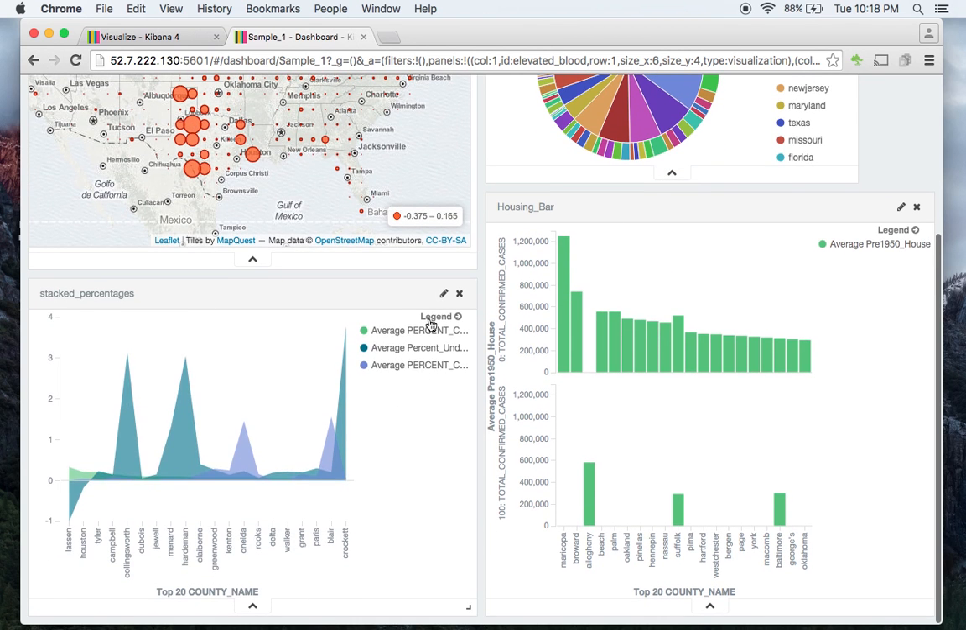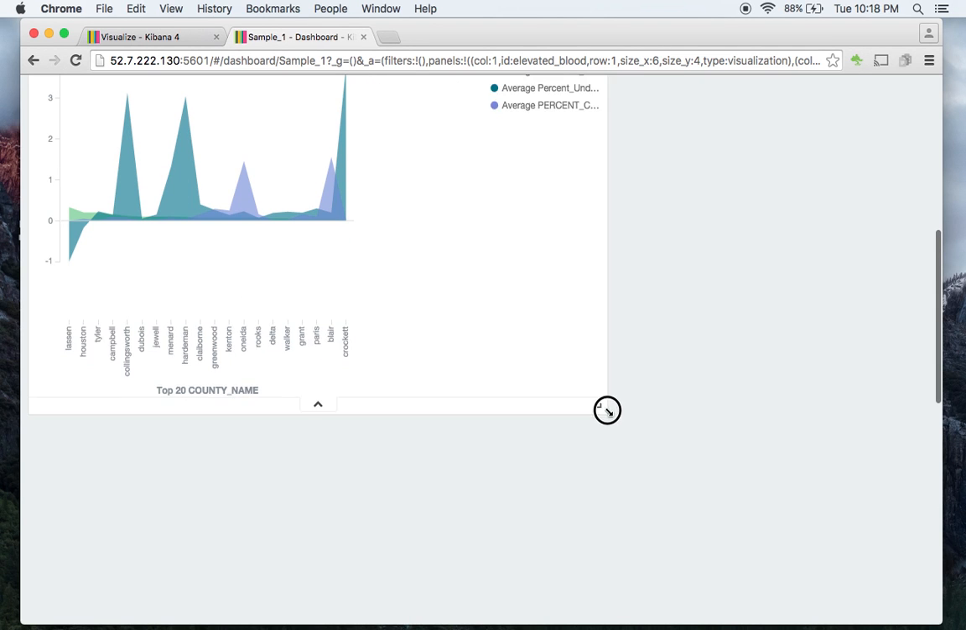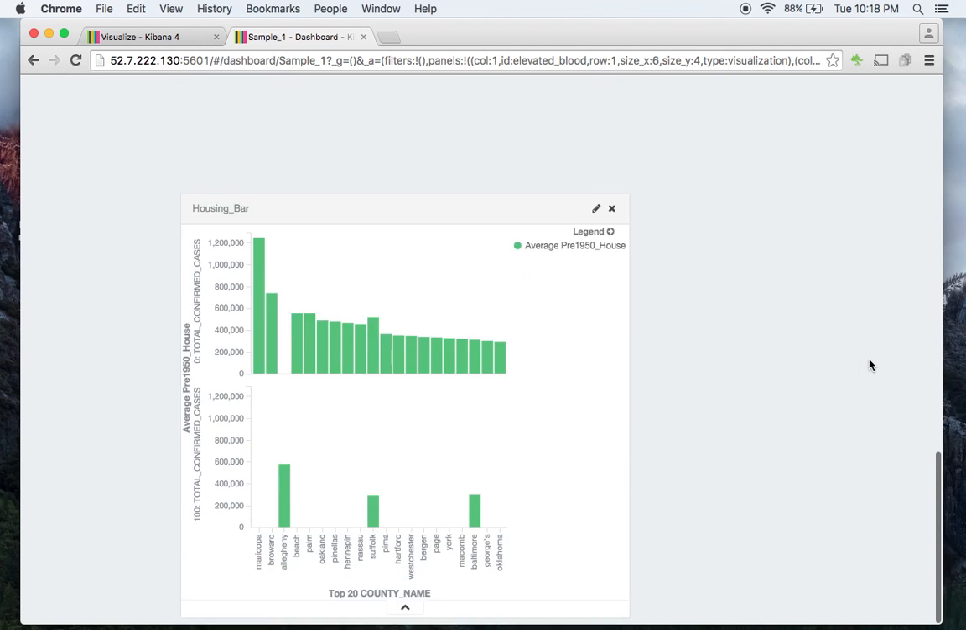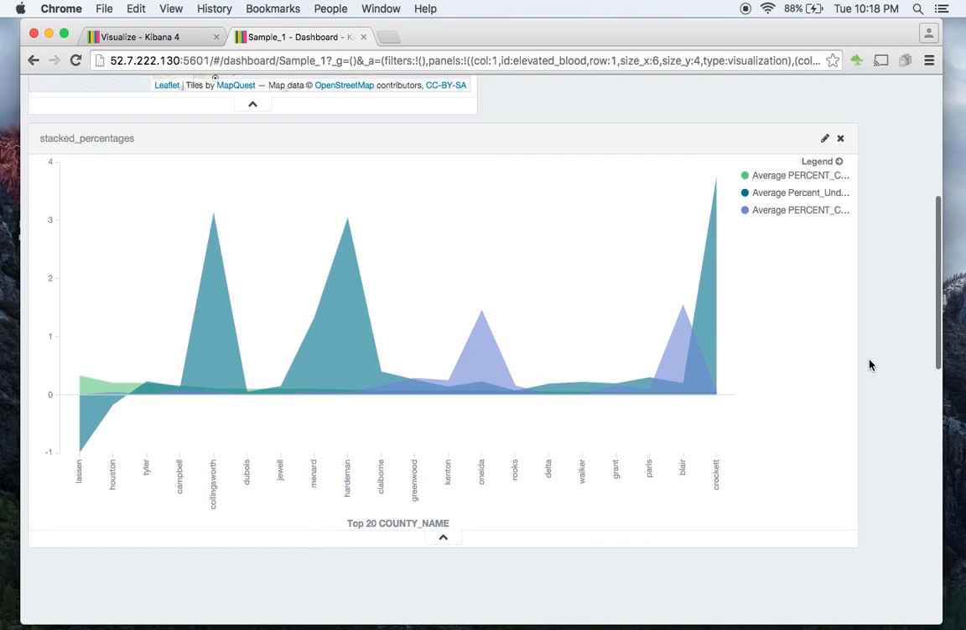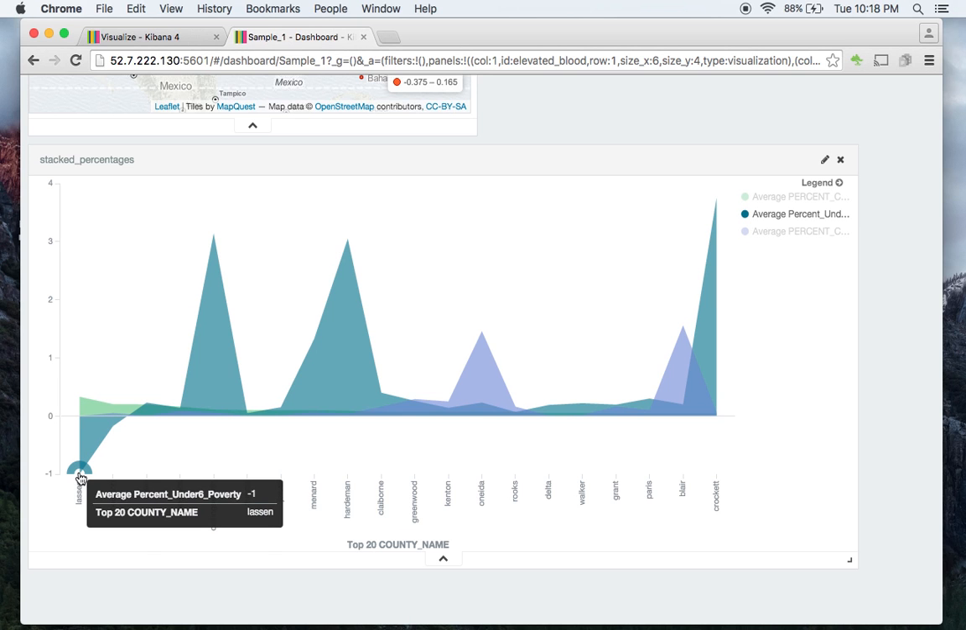This visualization is the stack percentages. If I want to make this big, and actually it's pretty cool, Kibana makes it easy for us to resize our visualizations. I see in green is the percent of children with elevated blood lead level, and then the percent of children tested. The -1 means that there's no data for this. I put -1 because zero is different from -1.